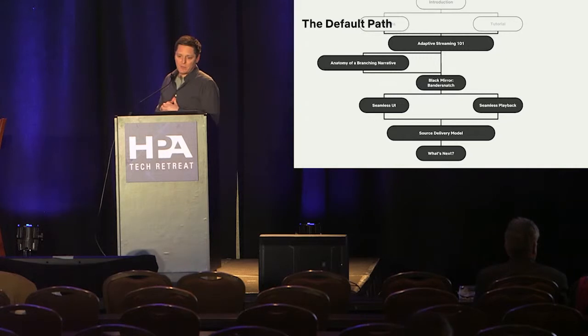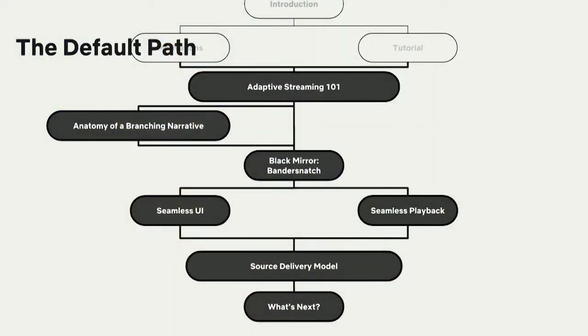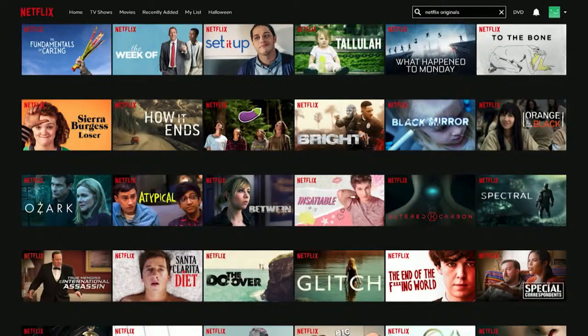This will be our default path for the next 20 minutes, assuming we don't hit any weird nonlinearity bugs or interruptions in our current space-time continuum. And we'll go through a very brief primer on adaptive streaming, the anatomy of a branching narrative in general, Black Mirror, Bandersnatch in particular, and then work backwards to our source delivery model, which I thought might be more interesting to the folks in this room.